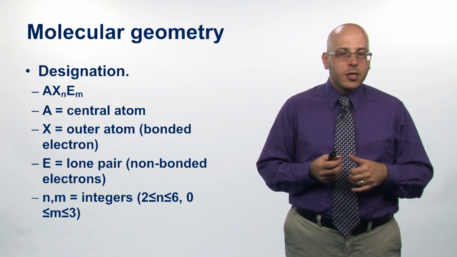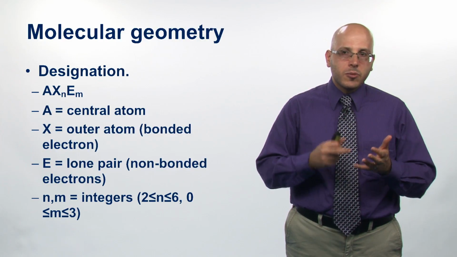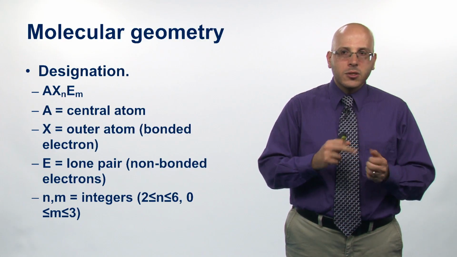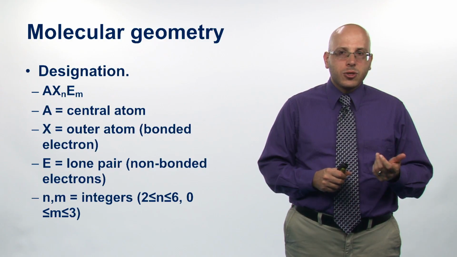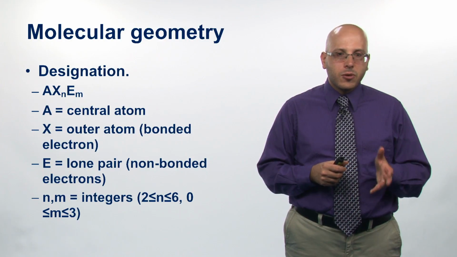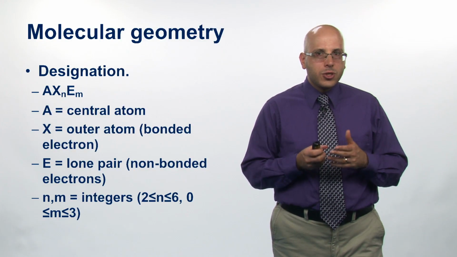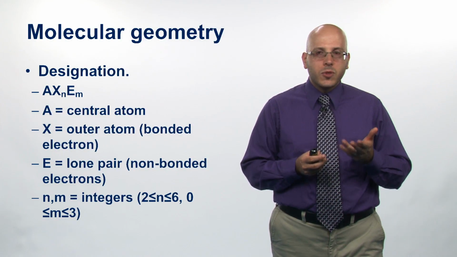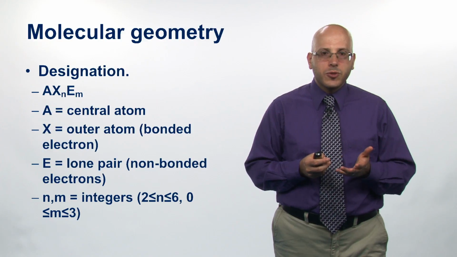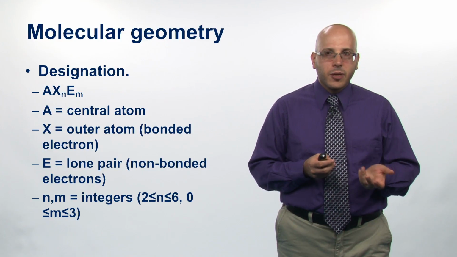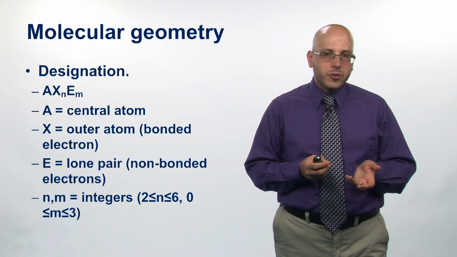Okay, and so n can be any integer between 2 and 6. It could be 2 or 3 or 4 or 5 or 6. And m is also an integer between 0 and 3. Okay, so 0, 1, 2, 3. So what I'll do now is show you a table depicting all of the different molecular geometries, all the different shapes that you're going to come across in chemistry.